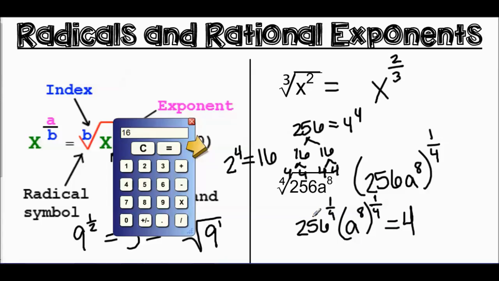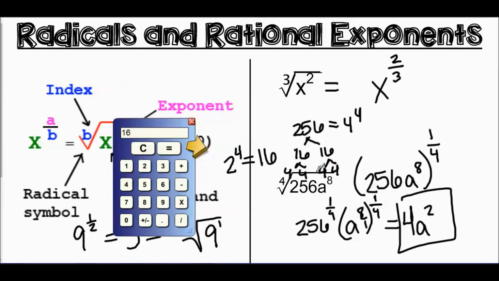So that takes care of that part there. It was a perfect 4th root. Now, a to the 8th to the 1/4 power, I'm going to multiply 8 times 1/4. So 8 over 1 times 1 over 4 ends up being 8 over 4, which would be 2. So that simplifies down to a squared.